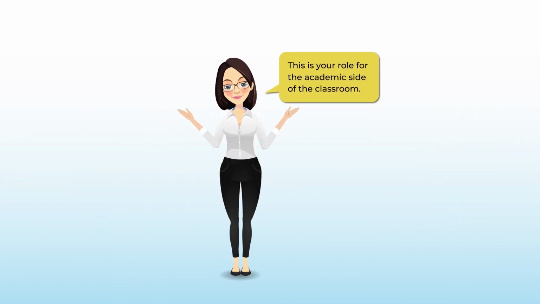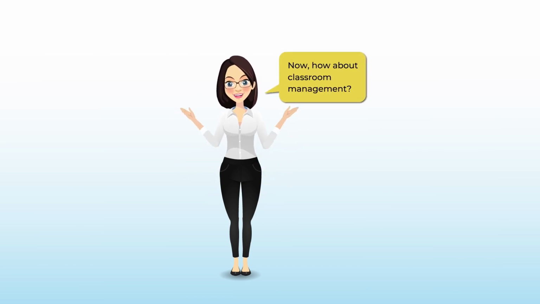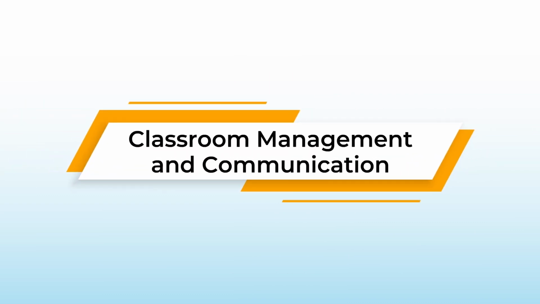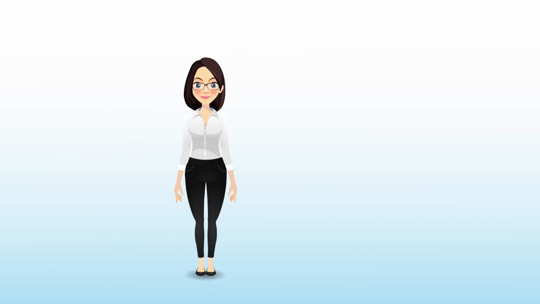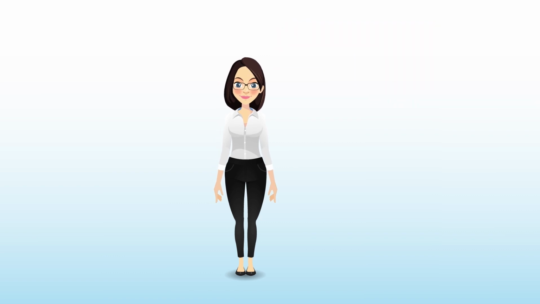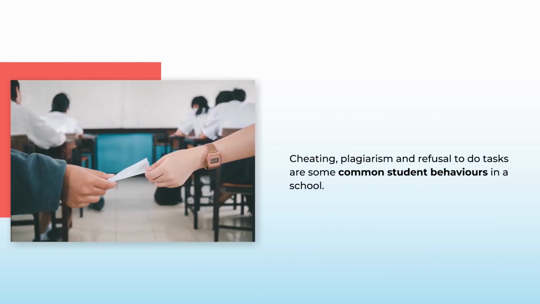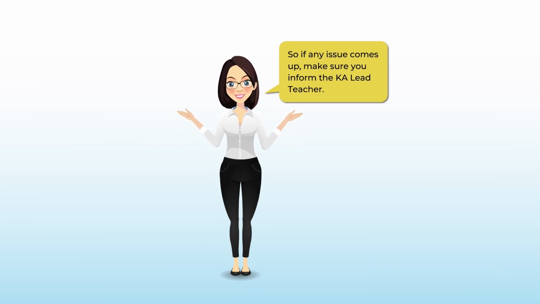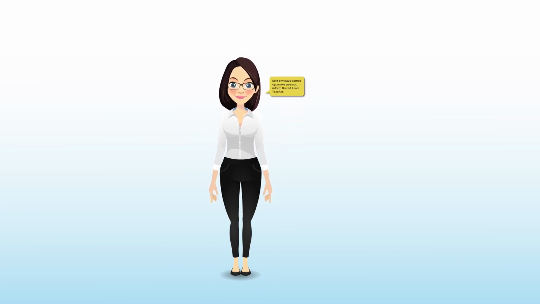This is your role for the academic side of the classroom. Now, how about classroom management? Since you are the primary person who communicates and interacts with the students, you must report concerns and student behavior to the Kannada Academy lead teacher and teachers. Cheating, plagiarism, and refusal to do tasks are some common behaviors students do in this school setup. So if any issue comes up, make sure you inform the Kannada Academy lead teacher.